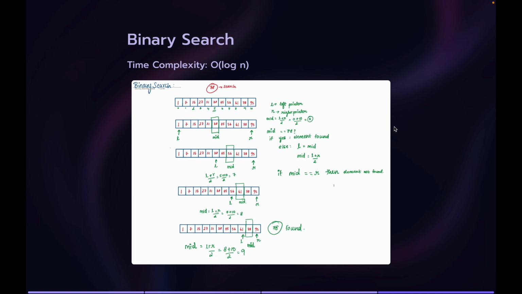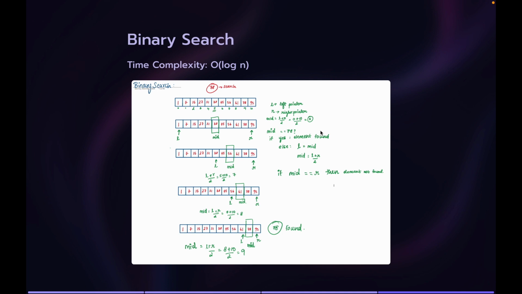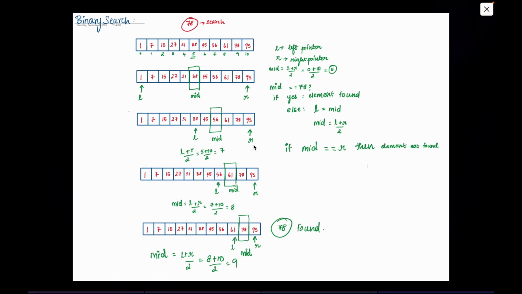This time complexity makes it much faster for large collections compared to linear search. Let's see how binary search actually works. So here you've got the same array and the same target element. We'll have a left pointer, a right pointer, and a mid pointer. The left pointer is at the start of the array, the right pointer is at the end, and the mid pointer is the average between those two.